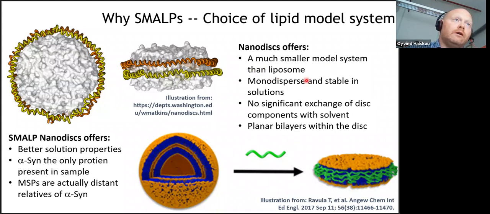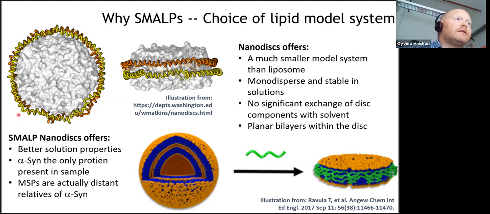So nanodiscs are much smaller than liposomes and therefore much more attractive these days. They provide monodisperse and relatively stable solutions, and there is no significant exchange between the disc components and the solvent. That's also good. And of course, we were interested in the planarity of the disc bilayer, because a lot of things have been done on alpha-synuclein aggregation in the presence of curved membranes, but at least when we published this, there were fewer papers that studied this using planar bilayers.